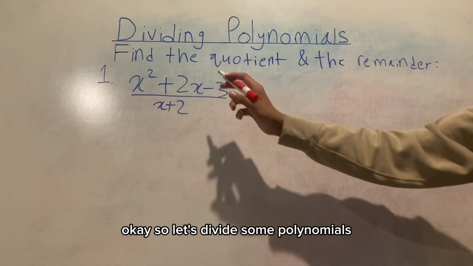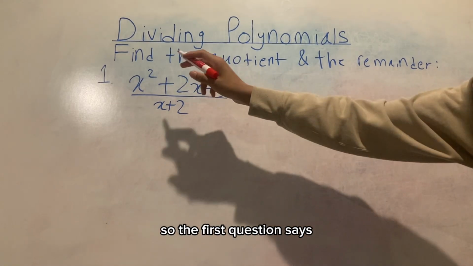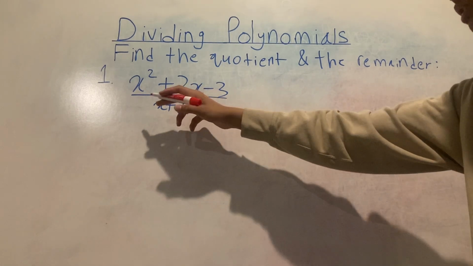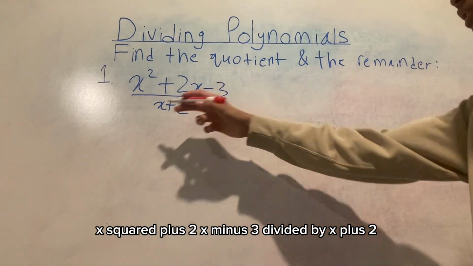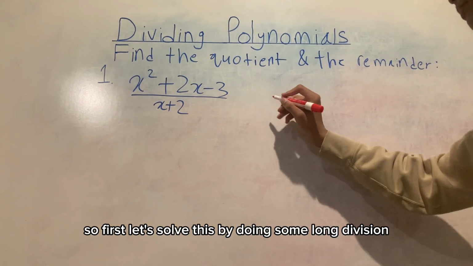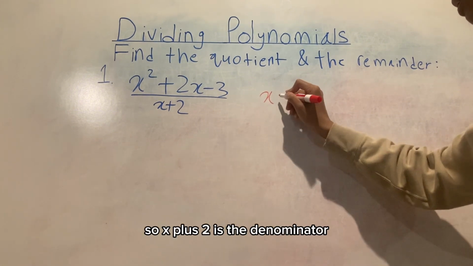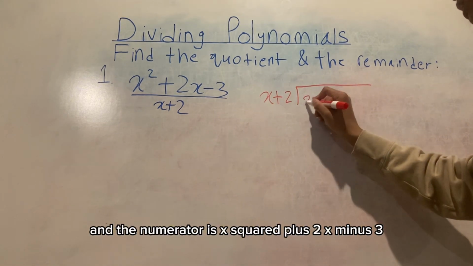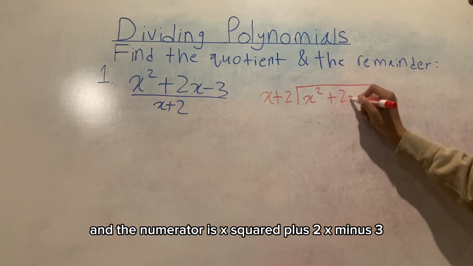Okay, so let's divide some polynomials. The first question says, find the quotient and the remainder of x squared plus 2x minus 3 divided by x plus 2. First, let's solve this by doing some long division. So x plus 2 is the denominator, and the numerator is x squared plus 2x minus 3.